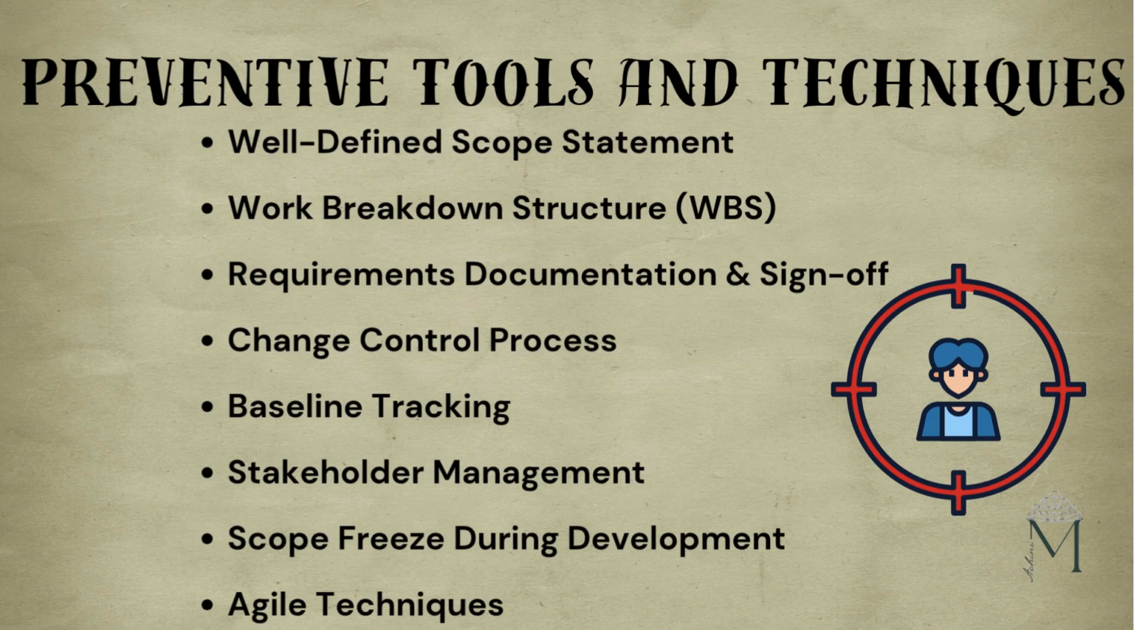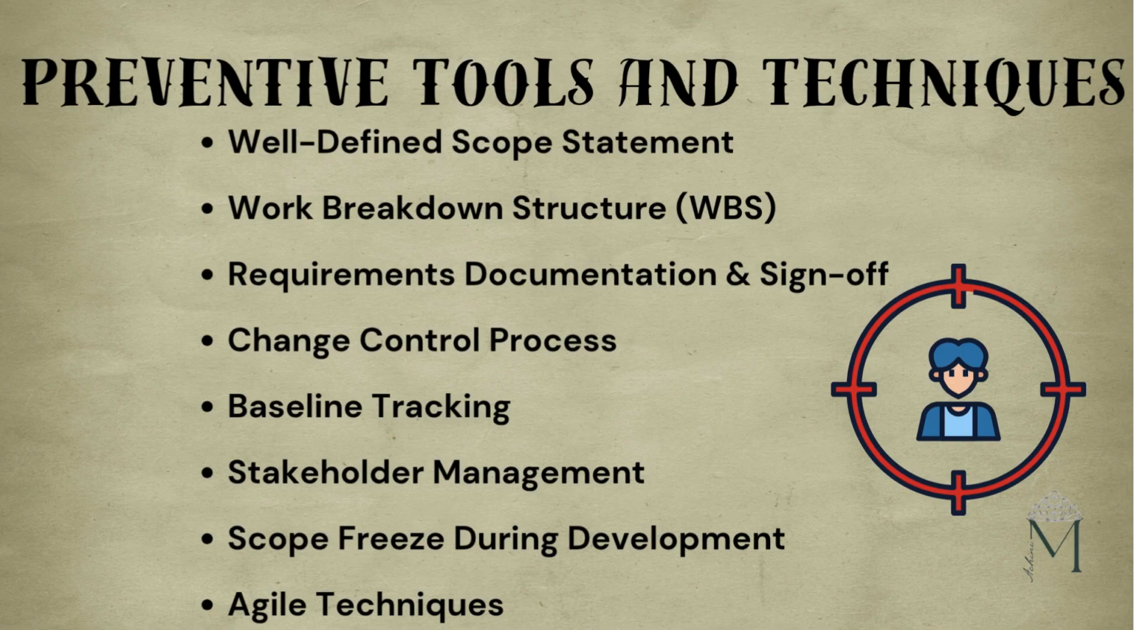Communicate early and often with stakeholders. When they understand the impact of adding just one more thing, they are more likely to support formal process. Once the development begins, enforce a scope freeze, a rule that no new changes will be considered without formal evaluation. This preserves focus and momentum.